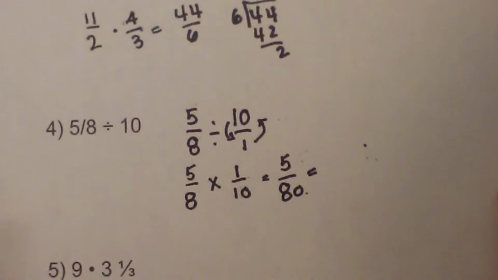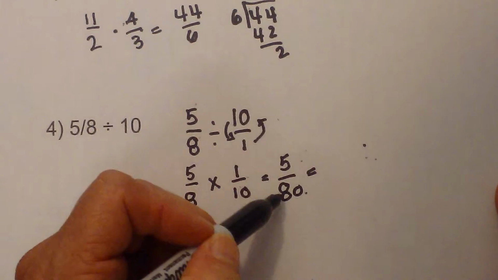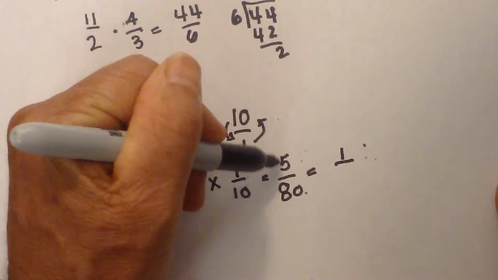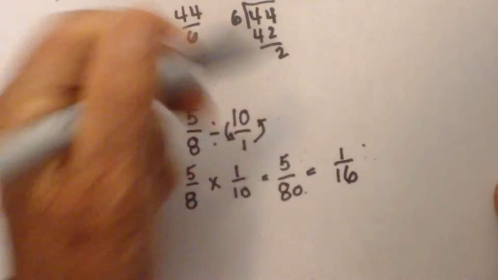And then I know I can further reduce this because 5 goes into 80. So 5 divided by 5 is 1. 5 into 80 is 16.